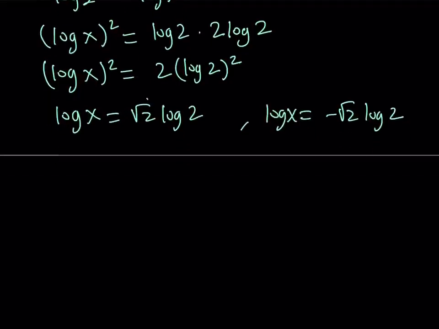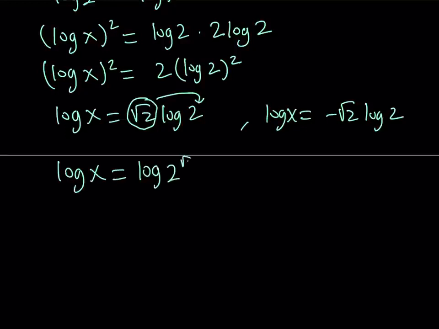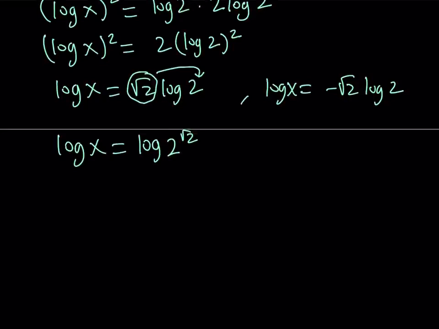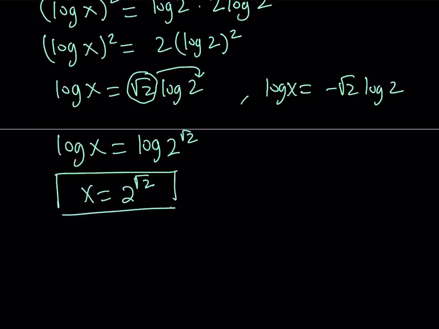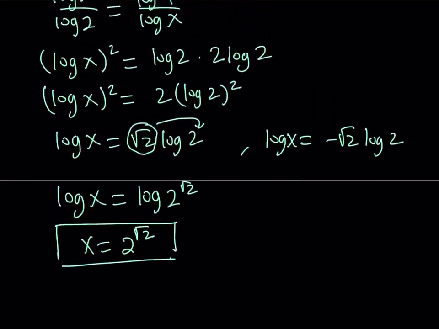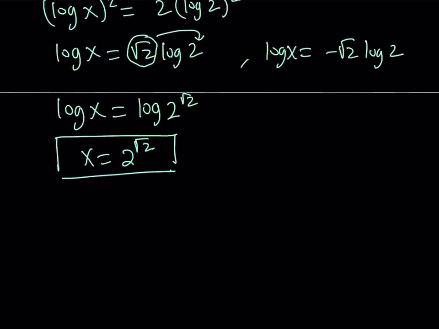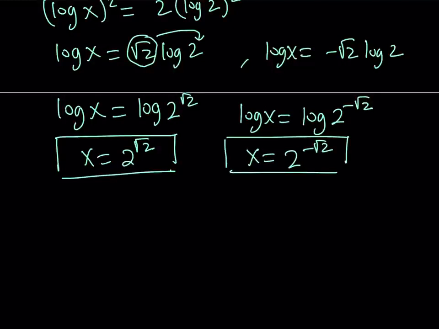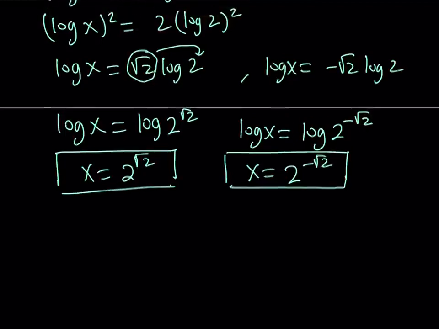Now, if you think about moving this as a power, you can basically write this one as log x equals log 2 to the power root 2. And from here, you're going to get x equals 2 to the power root 2. So that's going to be one of the solutions. And if you actually plug it in, you're going to notice that it satisfies the equation. From the second one, we can get log x equals log 2 to the power negative root 2. And from here, x becomes 2 to the power negative root 2. So we're basically getting two solutions by using the change of base formula.